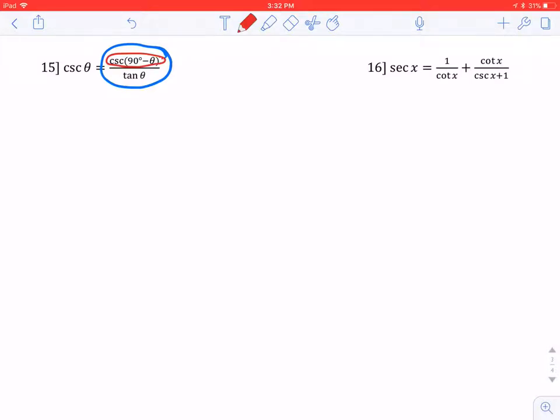This means cosecant of the complement. This is substitutable for its cofunction. Cosecant's cofunction is secant. So what I'm going to do is I'm going to start by replacing cosecant of the complement with secant of the angle.